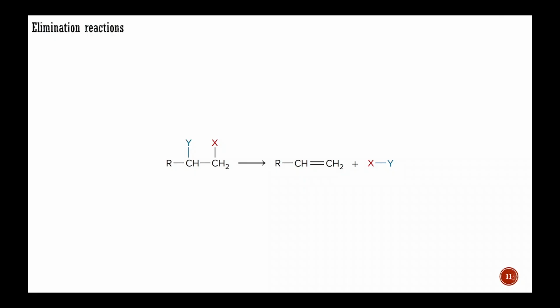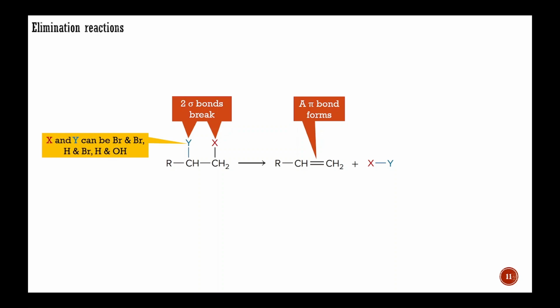Elimination reactions are the opposite of addition reactions. They occur when a saturated reactant becomes an unsaturated product. In the case of eliminations, two sigma bonds are broken and replaced by a pi bond between two carbon atoms. Typical groups that undergo elimination include a pair of halogen atoms, a hydrogen atom and a halogen atom, or a hydrogen atom and a hydroxyl group.